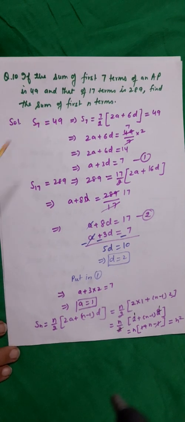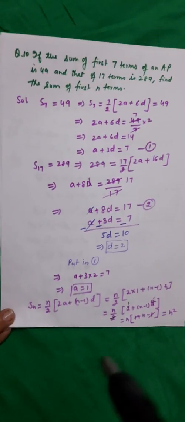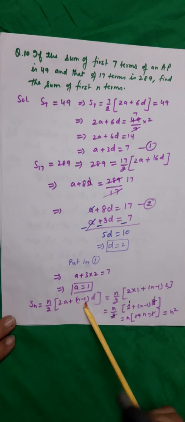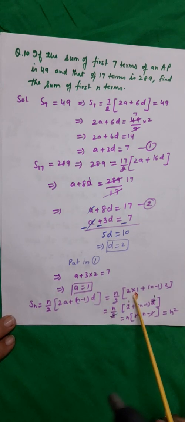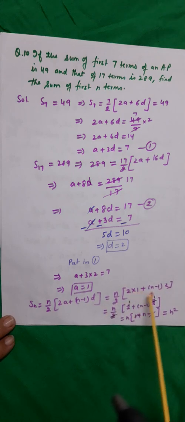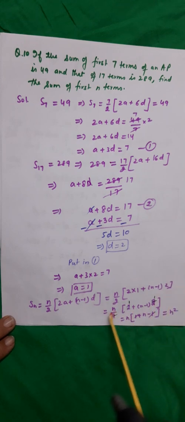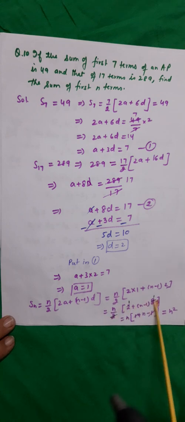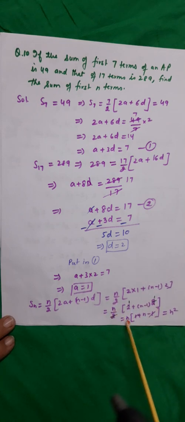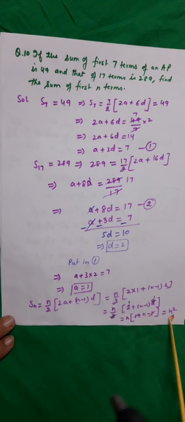Now Sn is to be found. Sn will be equal to n by 2 into (2a plus (n minus 1) into d). Just put a is equal to 1 and d is equal to 2. So this would be equal to n upon 2 into (2 plus (n minus 1) into 2). This 2 will cancel both these 2's and we are left with n into (1 plus n minus 1), which is n square, right? Because here 1 and minus 1 will cancel. So you have n into n, that is n square.